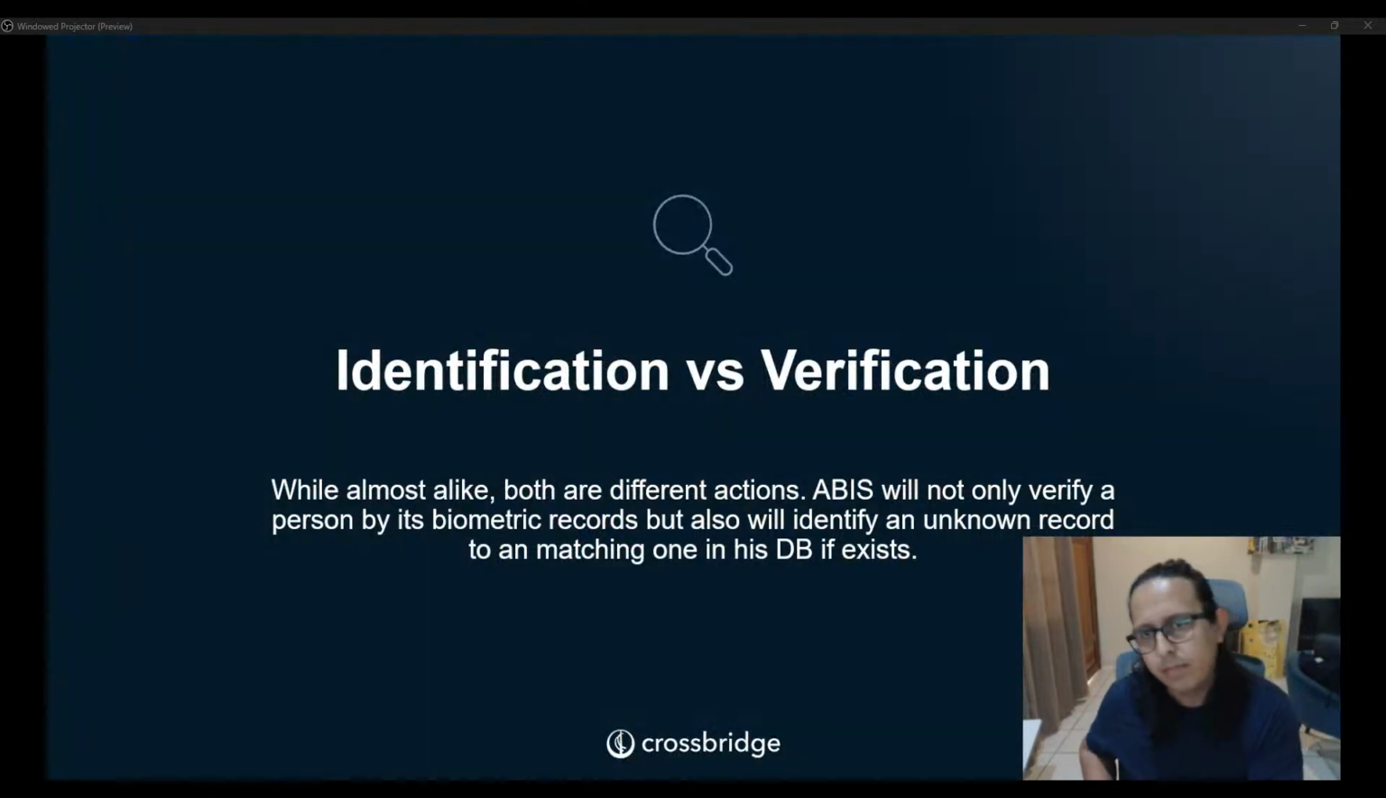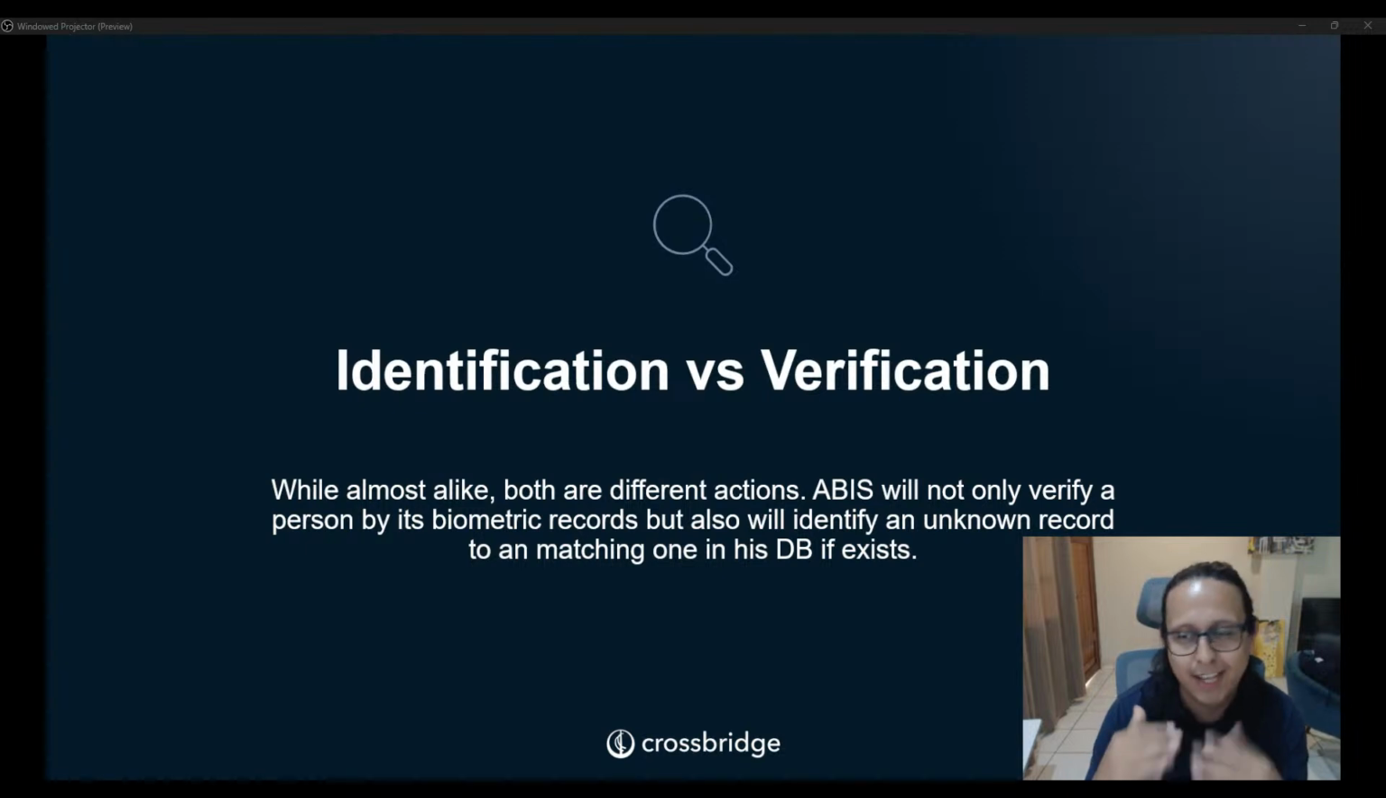Before we move forward, I wanted to get to this topic, right? What does the AFIS do? Well, the AFIS has two main tasks. One is to identify a person, and the other one is to verify a person. Why are those different? They're very alike, and if you use them in a sentence you can get them mixed up, but they're actually different.